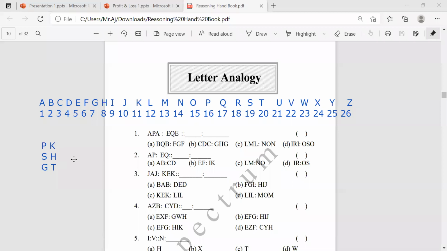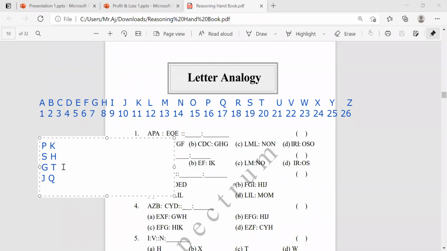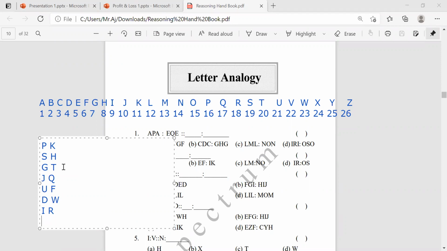I'll give all the numbers this way. So here GT and J, jockey and queen. And useful, UF, useful, I said. Do you remember or not? And David Warner, and Indian Railways. And how many are there?